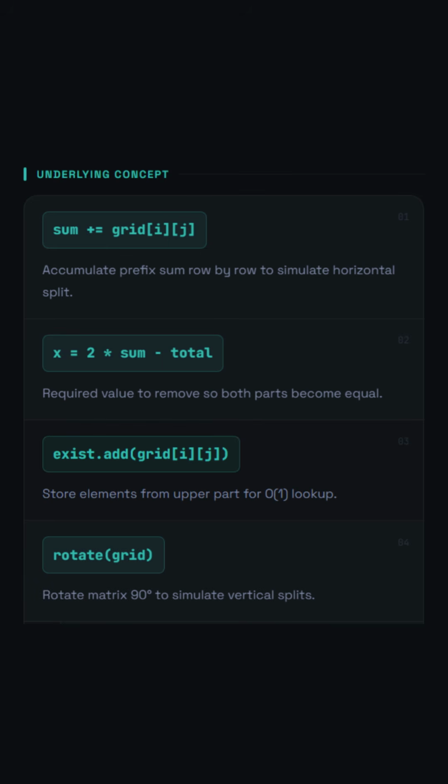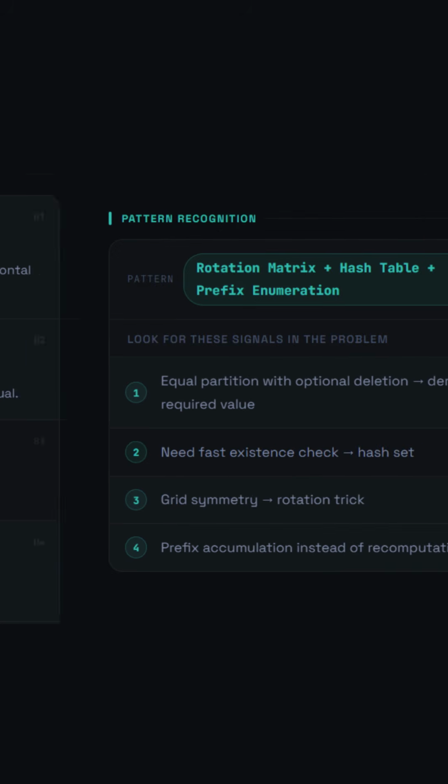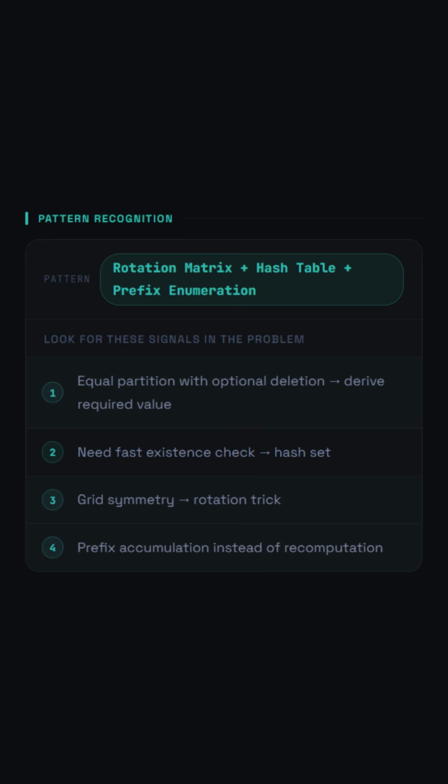To handle vertical splits, we rotate the grid by 90 degrees and repeat the same process. This way, we reuse the same logic and cover all 4 directions. Why these steps? Rotation helps avoid separate logic for vertical cases. The equation gives the exact value needed to balance both parts. The hash set allows fast lookup. The running sum avoids recomputing values again and again.